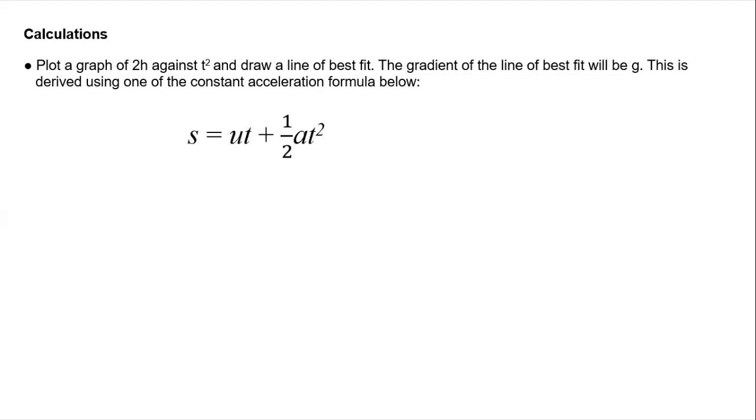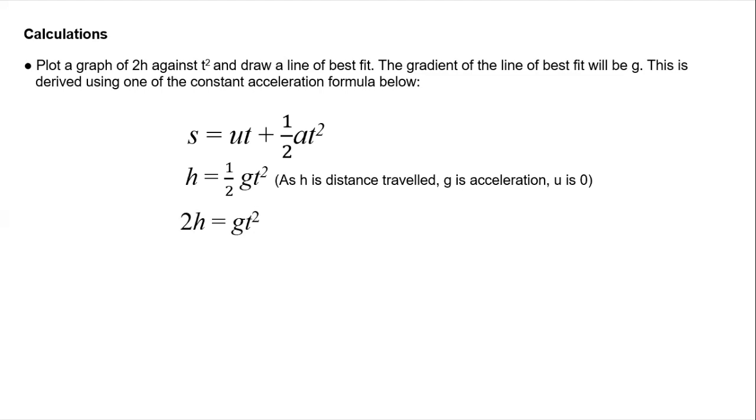s = ut + ½at². h = ½gt², as h is the distance traveled and g is the acceleration. u is 0, so the ut part also becomes 0. So 2h = gt². When we compare this with y = mx, we know 2h is y, g is m, the gradient, and t² is x.